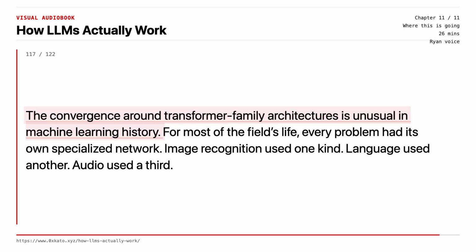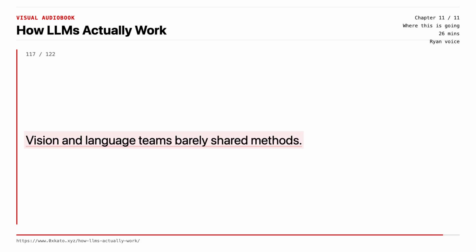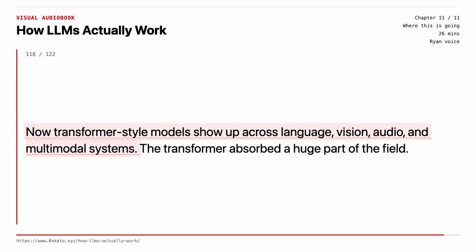Where this is going. The convergence around transformer family architectures is unusual in machine learning history. For most of the field's life, every problem had its own specialized network. Image recognition used one kind. Language used another. Audio used a third. Vision and language teams barely shared methods. Now, transformer-style models show up across language, vision, audio, and multimodal systems. The transformer absorbed a huge part of the field.